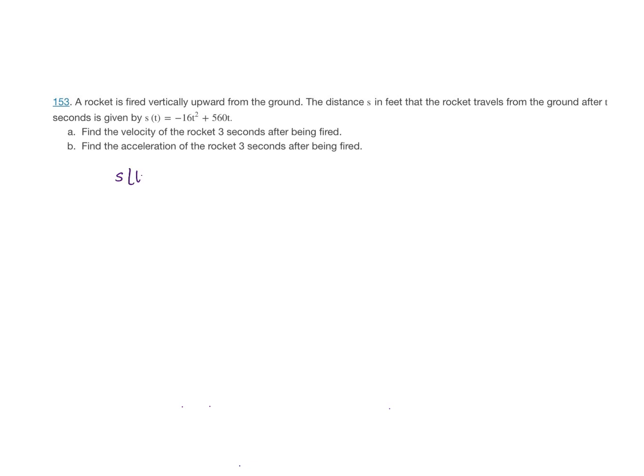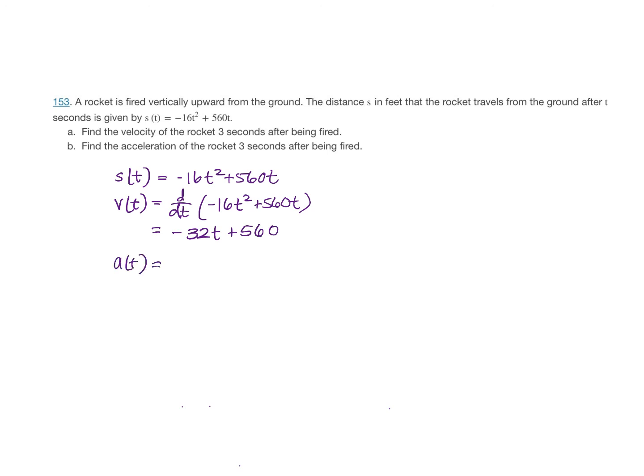So here we have s of t equals negative 16t squared plus 560t. We know our velocity is the derivative of the position function, and that's equal to negative 32t plus 560. And then we know the acceleration is the derivative of velocity. So it's going to be the derivative of negative 32t plus 560, and that's equal to negative 32.